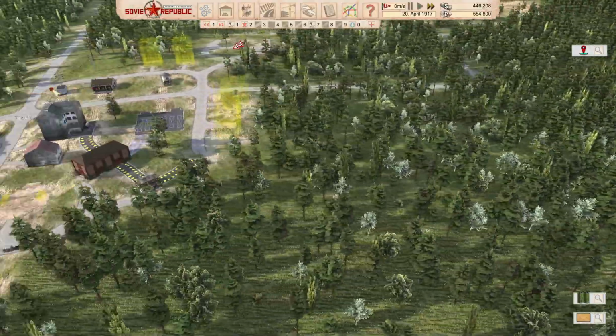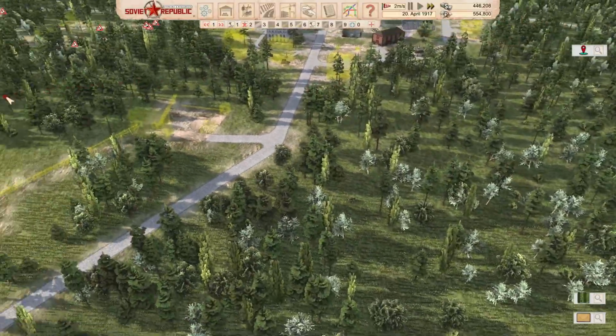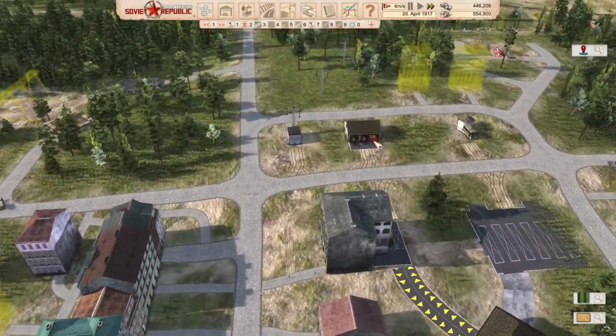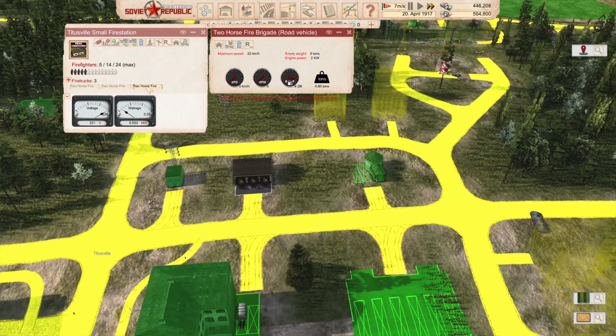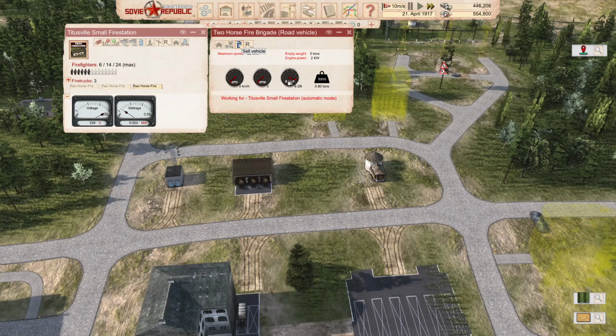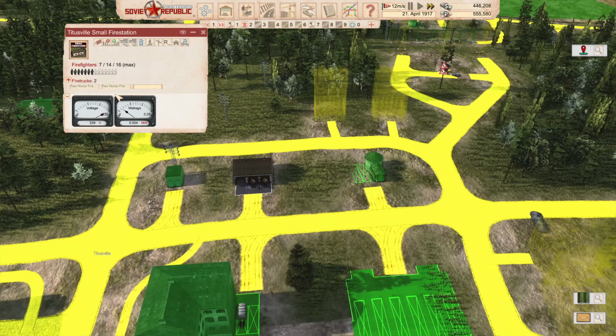And of course, more importantly, out here, I'm a bit tempted to have 2 fire trucks out here. I think I will. We're going to sell you. Sell you.